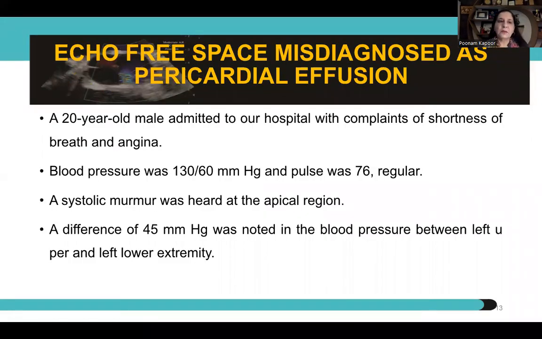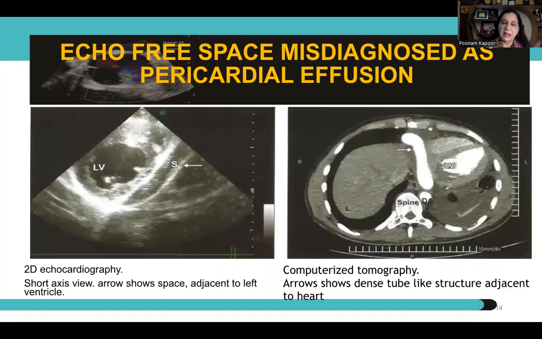Let's see a case. The whole talk would be revolving around a few cases that we put together in this talk. Very often, any echo-free space can be misdiagnosed as a pericardial effusion. We came across a case of a 20-year-old admitted to the hospital with shortness of breath and angina, with a pressure of 130/60 and pulse of 76, and a systolic murmur heard at the apical region. A difference of 45 millimeters of mercury was noted in the blood pressure between the upper and the lower limbs. And obviously, with this 20-year-old having a difference of 45 between the upper and lower limbs, we did think of a history of coarctation.